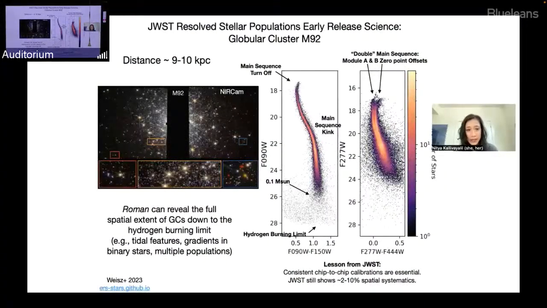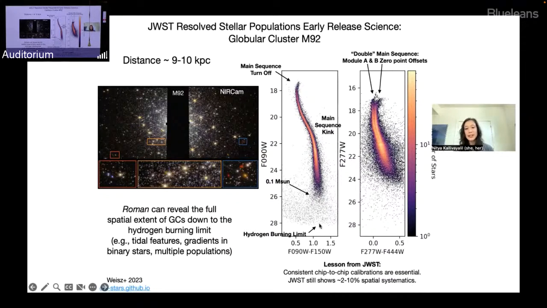So first of all, I wanted to just quickly point out a few things from some of our early release science work. This is on the globular cluster M92, which is at a distance of about 10 kiloparsecs. And here you're looking at JWST CMDs. And I just want to point out here that this double main sequence is actually module A and B zero-point offset. Understanding chip calibrations is actually essential to this work.